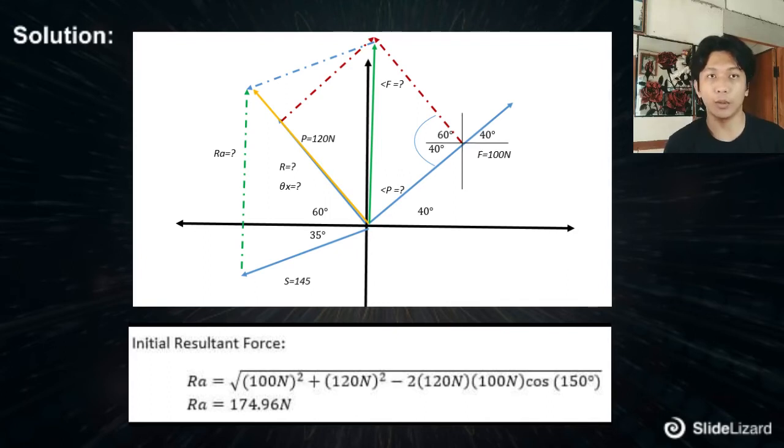After that, it will become the square root of 100 newtons squared plus 120 newtons squared minus 2 multiplied by 120 newtons, 100 newtons, and cosine 150 degrees. The answer is 174.96 newtons.